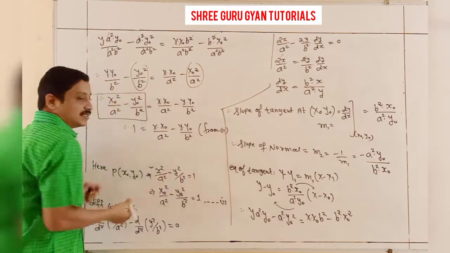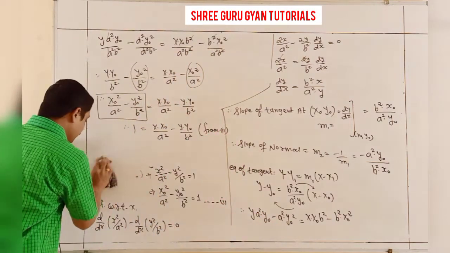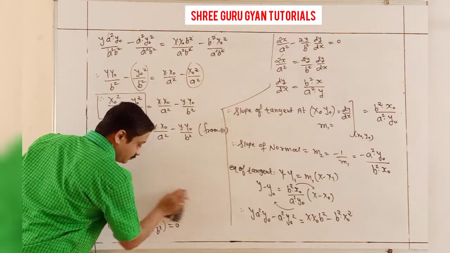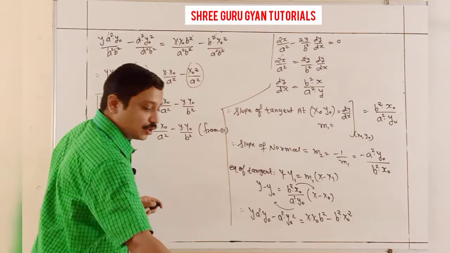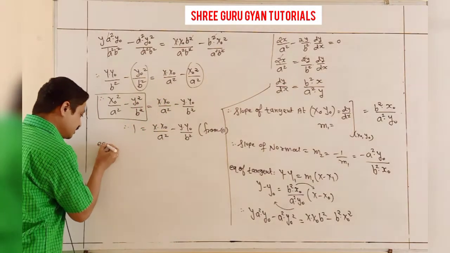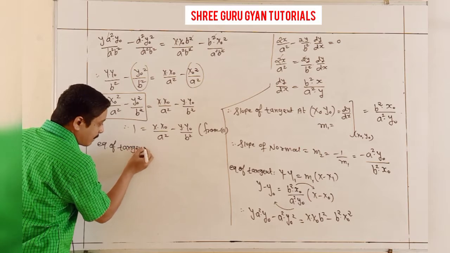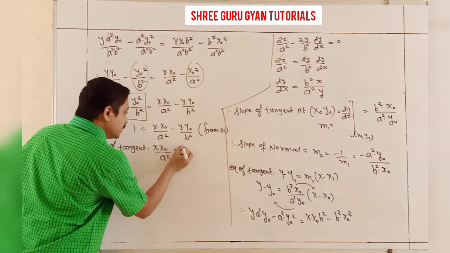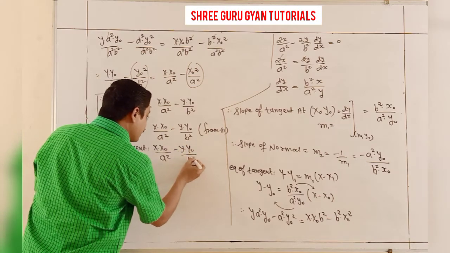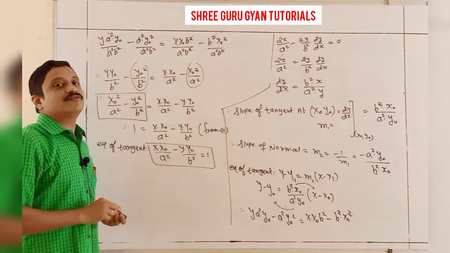It means the equation of the tangent, students, easily follows using equation number 1. So the equation of the tangent is x x0 by a square minus y y0 by b square is equal to 1. Here students, you have half the numerical done.